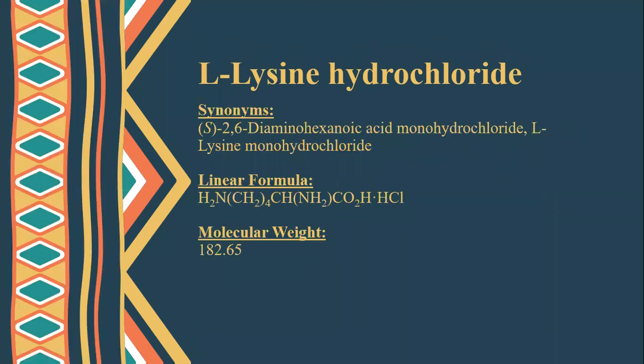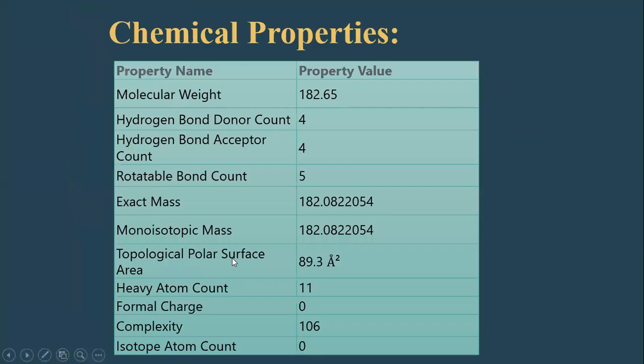And here are the synonyms, the linear formula of the hydrochloride, and the molecular weight. One synonym is diaminohexanoic acid monohydrochloride, and the other is lysine monohydrochloride. And here is the linear formula of lysine hydrochloride, and the molecular weight is 182.65 grams per mole.